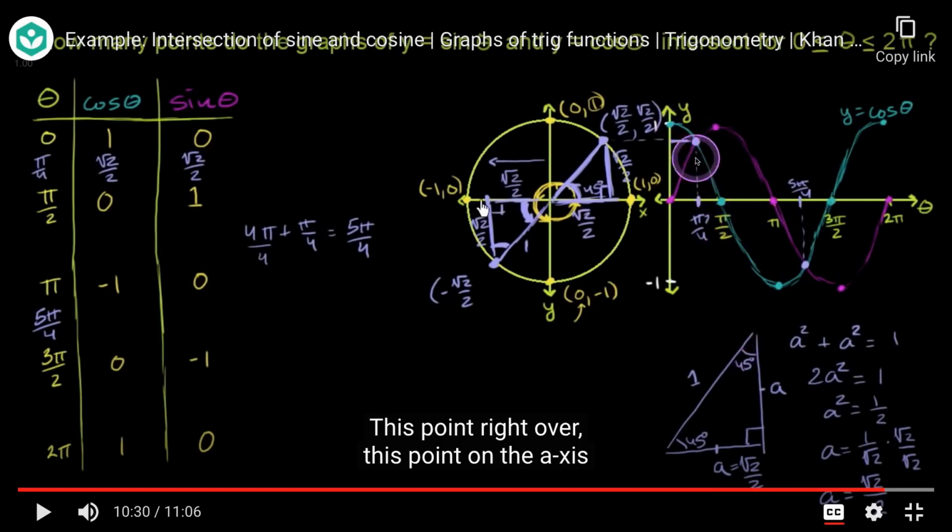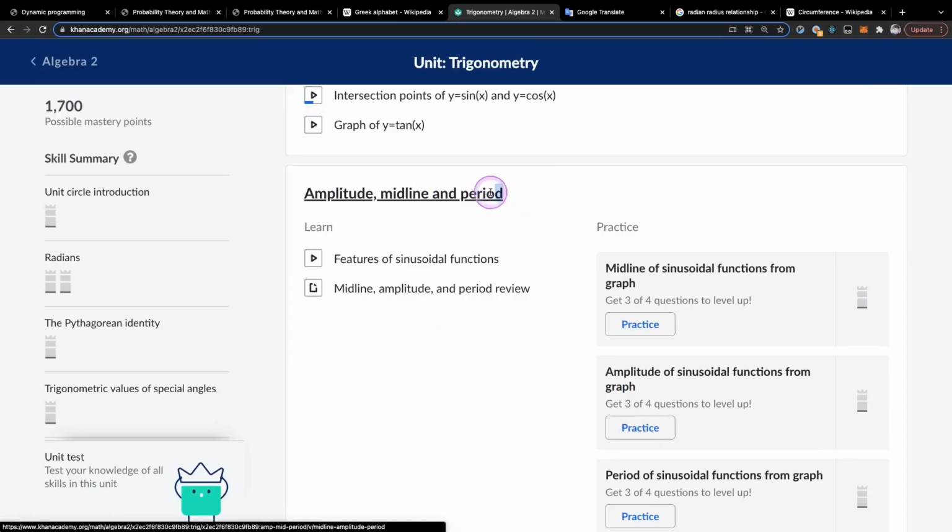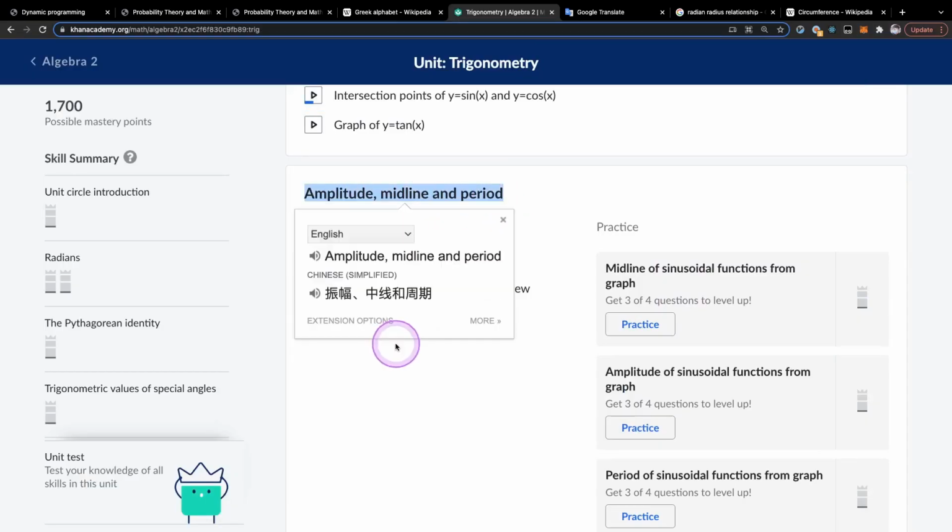As you can see, the cosine graph and the sine graph have an intersection point right at x equal to pi over 4. And then if we add 1 pi to that, we get another intersection point. Amplitude, midline, and period.